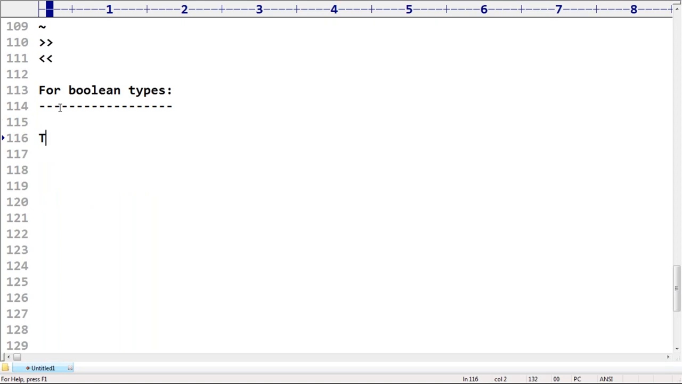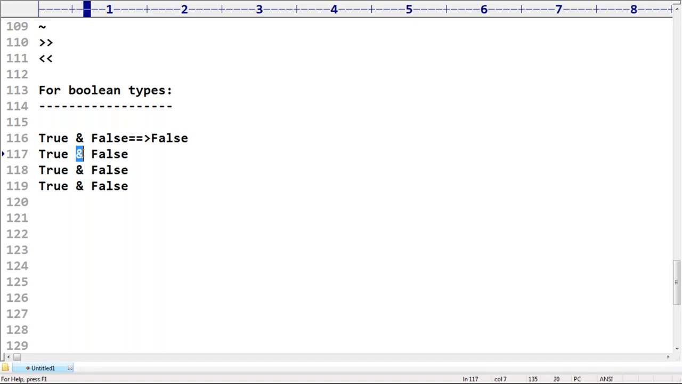So here, true and false. Normally you know, the AND operator returns true only if both are true. But here, true and false, what answer are we going to get by default? False is the answer. Next, true or false. True itself is the answer. Next, true XOR false. Both are different, that's why true is the answer.